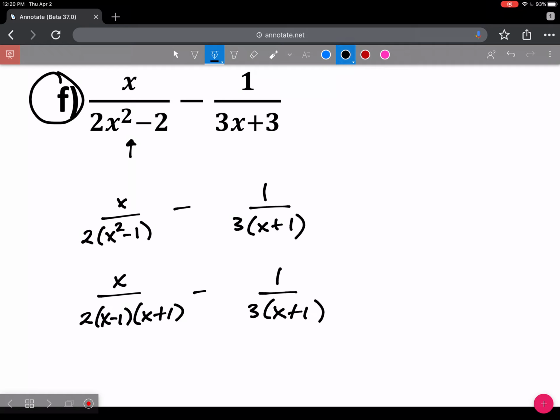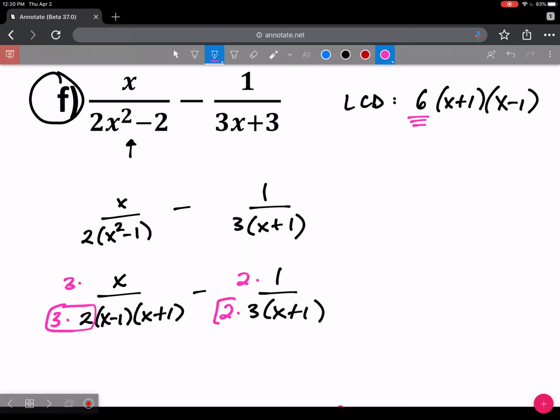So on the side here, I'll just jot down the LCD. So between 2 and 3, the first multiple is 6. We've already established that at the beginning. And then I'm, of course, going to need the x plus 1 term, and I'm going to need the x minus 1 term. So now I have to make sure that both denominators have a 6, so I'll have to times by 3 there, and times by 2 here. Now these will be 6. They both already have the x plus 1, so I don't have to worry about that.